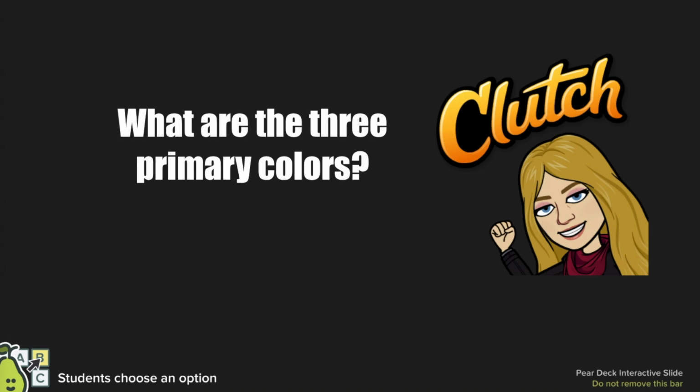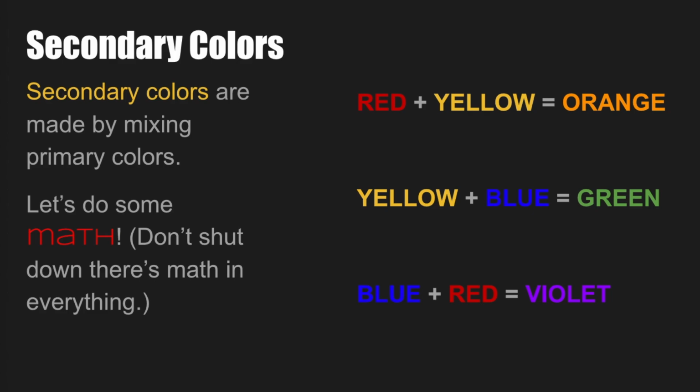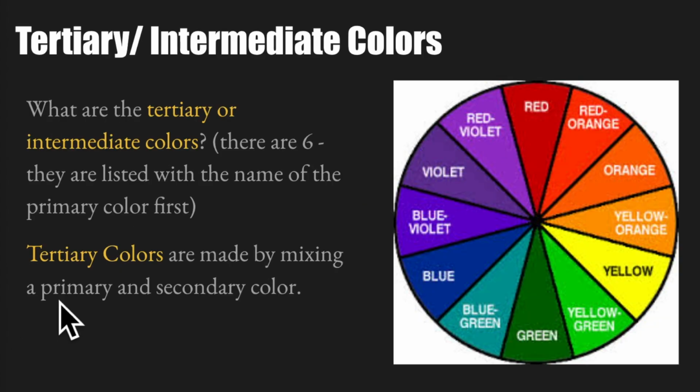Okay, now something to think about on your own. It's not a pear deck, but think to yourself what the three primary colors are that we just went over. Those are yellow, blue, and red. Then we think about the secondary colors and what it takes to make those. So we have to do a little bit of math. The secondaries are made by mixing two primary colors. So red and yellow make orange, yellow and blue make green, and red and blue make violet. So those are our three secondaries.